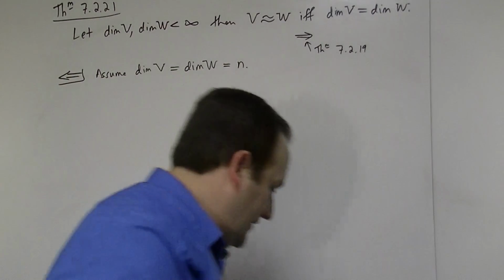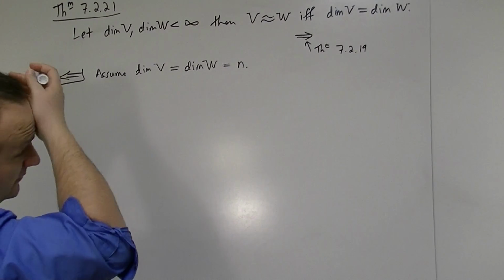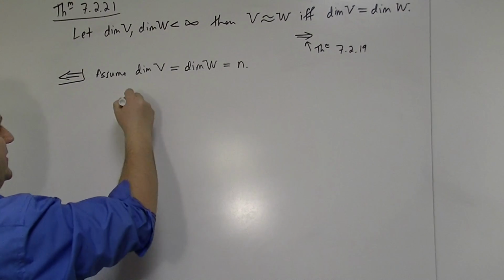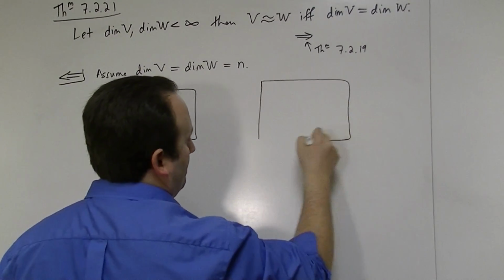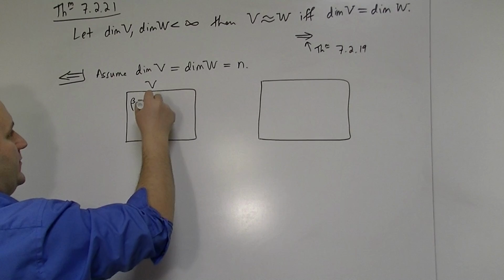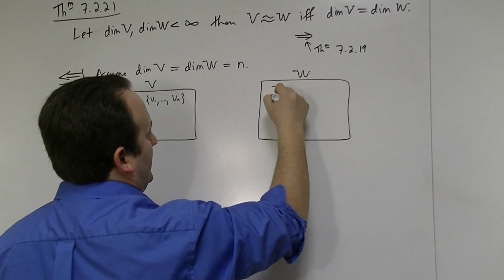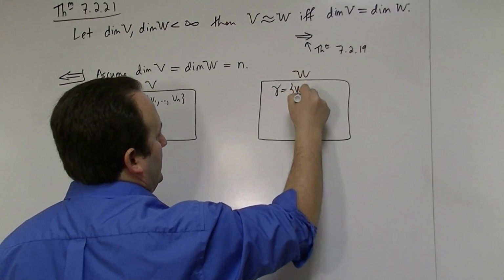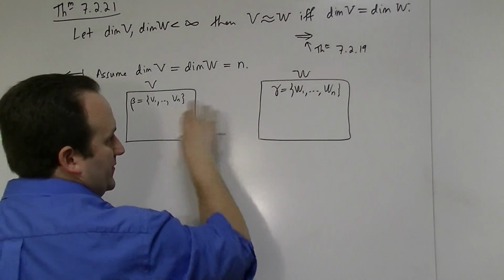This actually brings us into my next section, the thing I was about to talk about anyway. So what I'm going to do is draw a picture here. If the dimension of V and the dimension of W are the same, it means that both of them have a basis with n things in it, right? So I'm going to let V have basis beta, V1 through Vn, and I'll let W have basis gamma, W1 through Wn. I want to find an isomorphism between these worlds, all right?